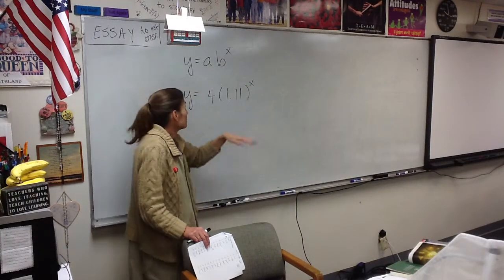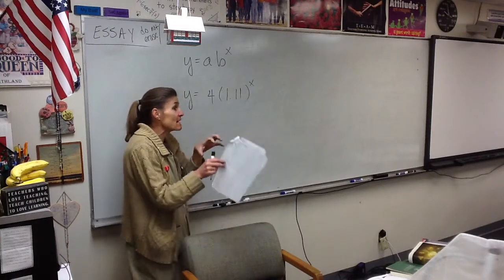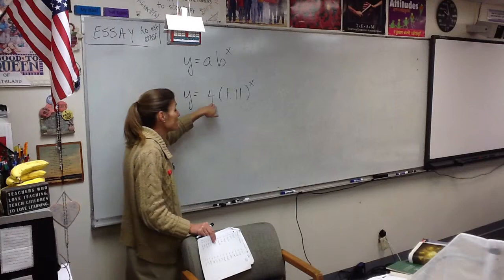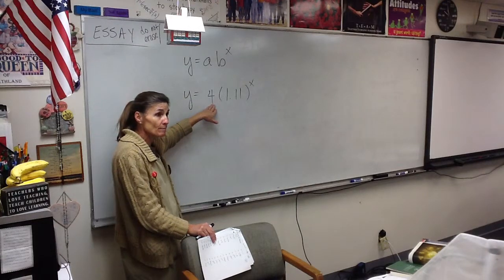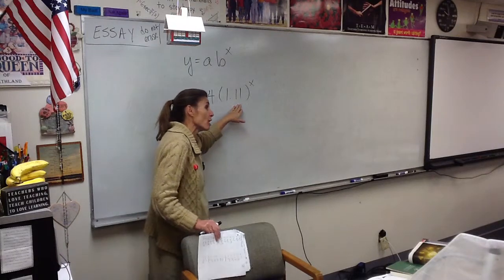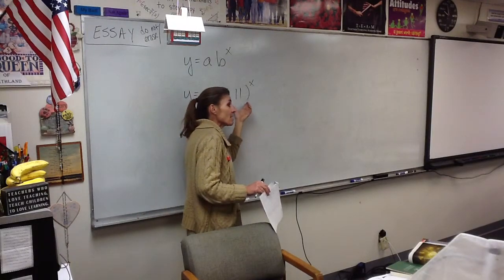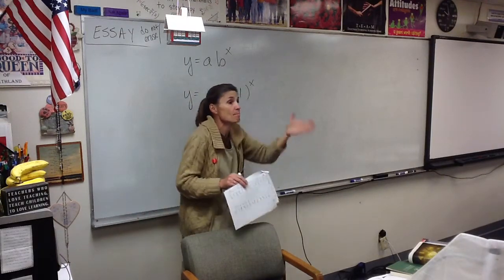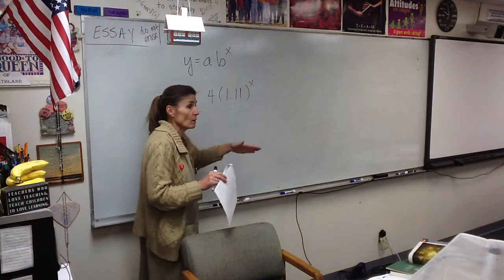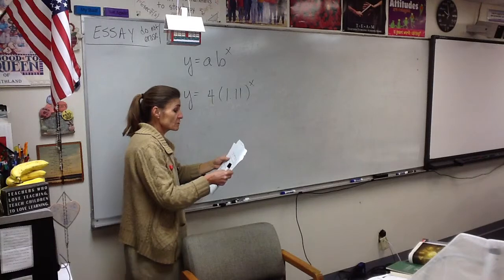Yes, ma'am. We're doing this backwards now. They're giving me all that information and you're making the equation. So here's the initial value. And then, since it's an 11% growth, that means this number is 11% more than 1, which would be 1.11. Okay, let's look at the next one.